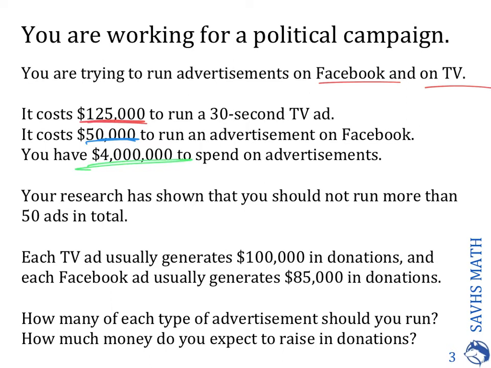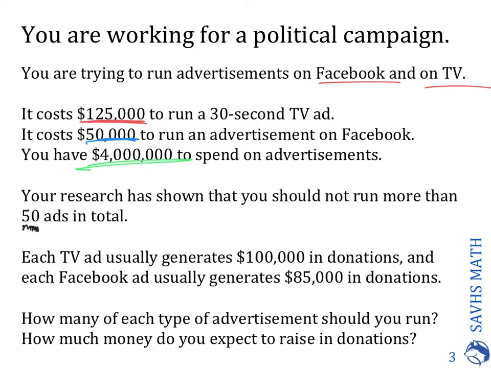Realistically, how much money do political campaigns spend on advertisements? It's a lot. We also know that there are so many different people in the country, and so our goal is to run a bunch of different types of advertisements to make sure we attract all of these different types of people. So we want to have at least 50 ads.